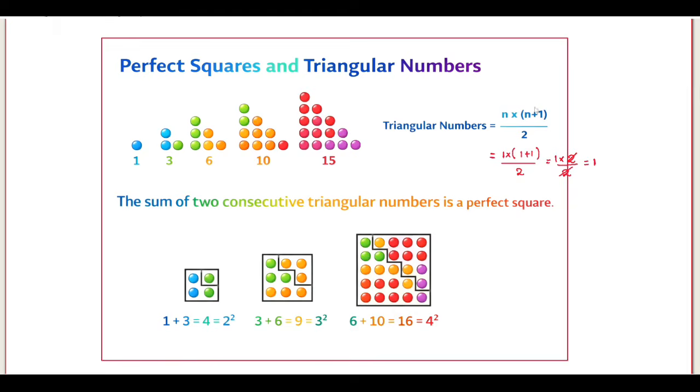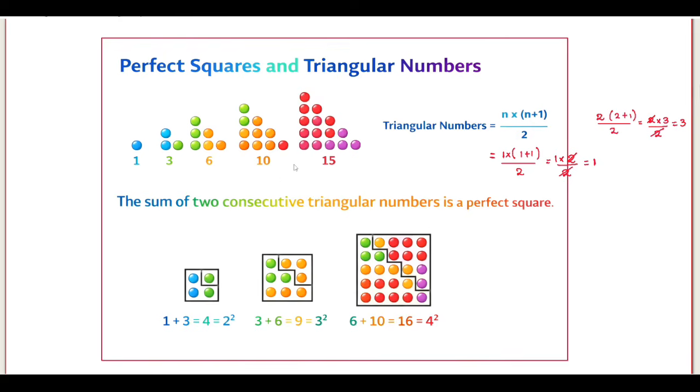Next, if I take n is equal to 2, what will I get? 2 into 2 plus 1 divided by 2. So 2 into 2 plus 1 is 3 by 2. The 2 gets cancelled and I am getting 3. The next triangular number is 3. Next, if I take n is equal to 3, you will get 6. N is equal to 4, you will get 10, then 15, and so on. Like this, you can find the triangular numbers.